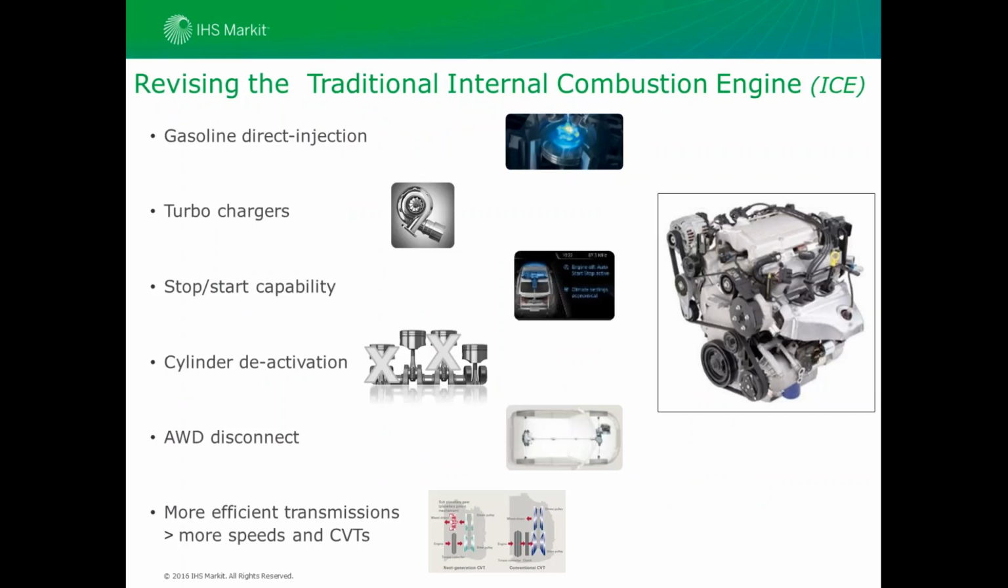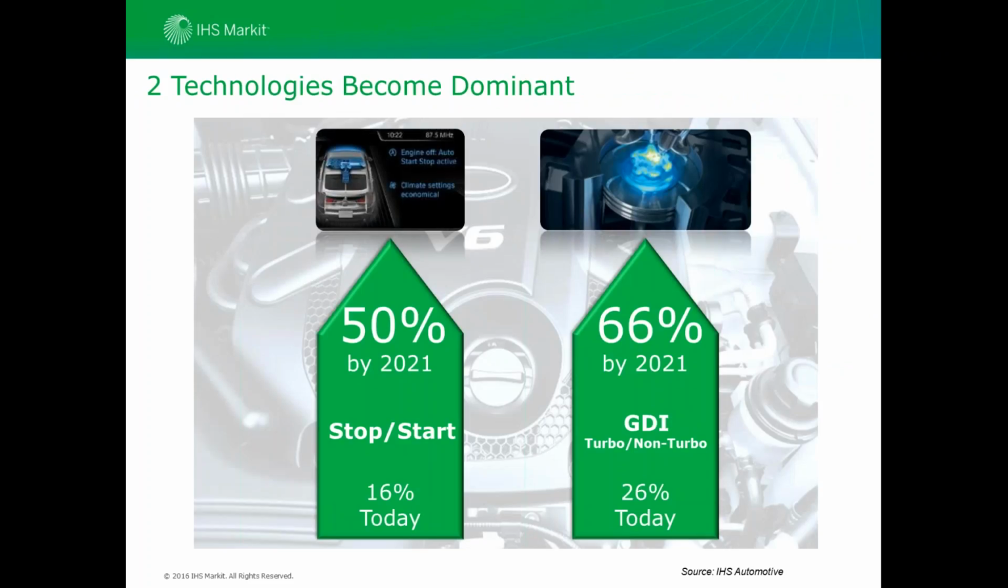We're seeing more and more speeds and different types of transmissions being added. Now, a couple of these technologies are really going to become dominant. As you can see there, by 2021, 50% of vehicles are going to have stop-start technology, up from about 16% today. And about 66% will have the gasoline direct injection technology, whether it be turbo or non-turbo.